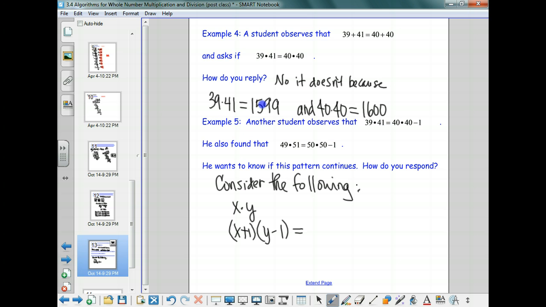this right here, if I were to multiply it out, let's see what happens, right? So foiling, anyone? You guys know what I'm talking about? If I were to multiply the first two terms together, I'd get x times y. The outside terms, I'd get minus x. The inside term, I would get plus y. And the last term, I would get minus 1.